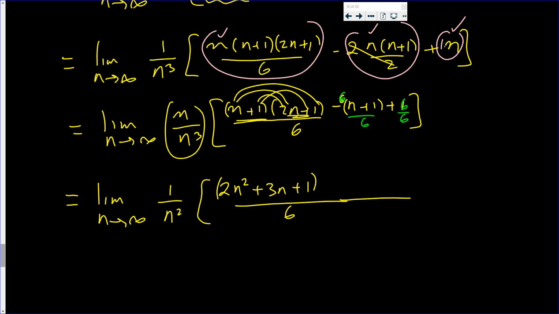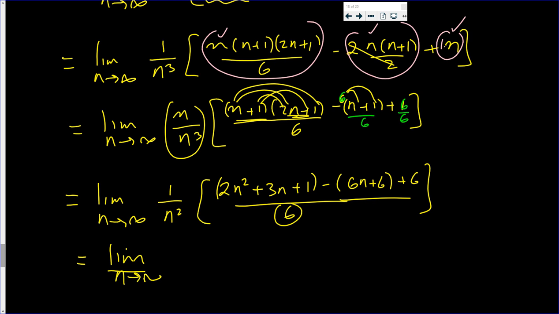Okay, and then we are taking away 6n plus 6, and then we are adding 6. All right. In fact, I'll factor out this 6. I can pull it all the way in the front, but I won't bother. So you have 1 over 6n squared. You have 2n squared. 3n minus 6n is minus 3n. Minus 6 plus 6 is 0 plus 1.